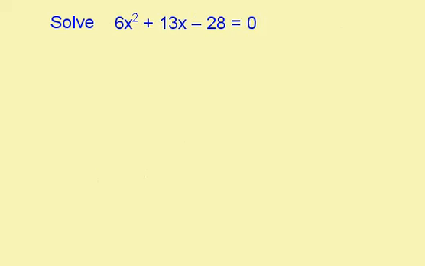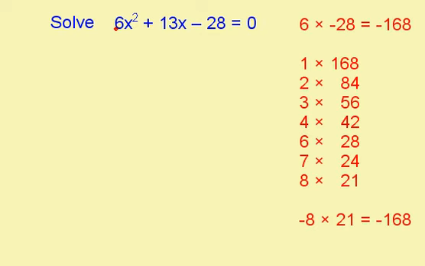This is a much more difficult question, but we can still do it using the same method. Take the coefficient of x squared, 6, and multiply by the constant, minus 28. This gives me minus 168. I'm now looking for two numbers that will multiply to give me minus 168. That means one of them must be a negative, and they need to add to give me plus 13. Looking down my list, I can see that minus 8 times 21 would give me minus 168, and those two numbers would add to give me 13.